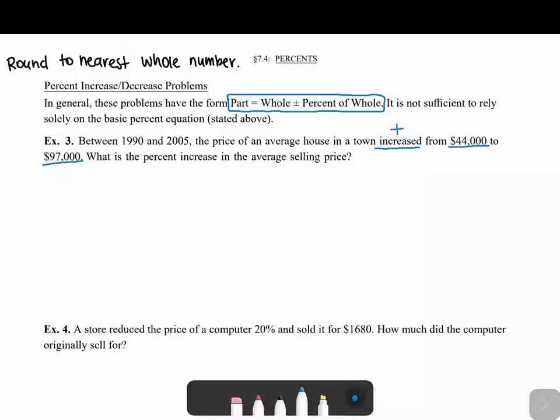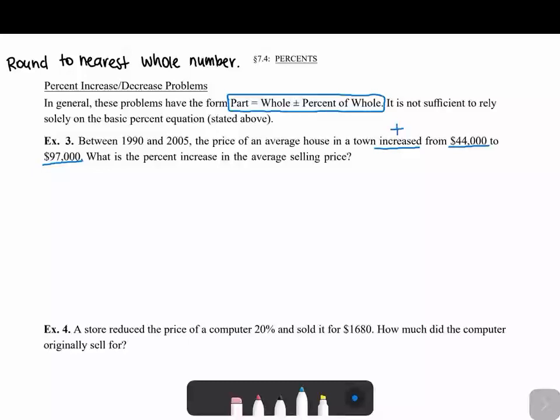That's what's going to tell us that we're going to use a plus in this equation. So this plus or minus in the part equals the whole plus or minus the percent of the whole means it's either going to be a plus for an increase problem or a minus for a decrease problem. There's always going to be a word in the problem that tells you which one it is. Okay, so we're increasing from 44,000 to 97,000.